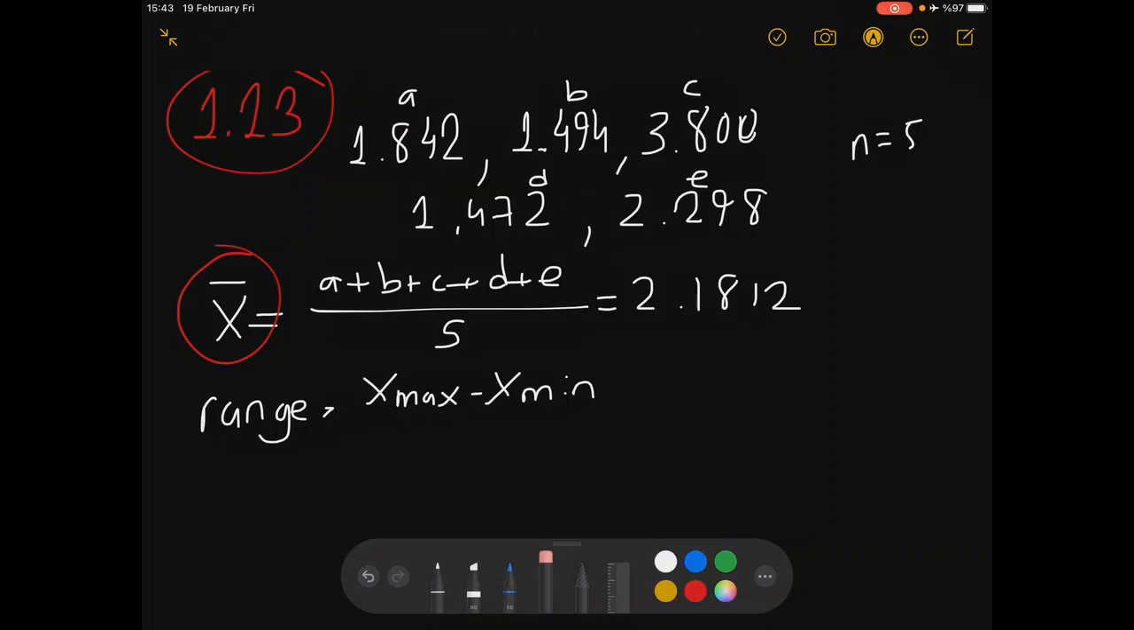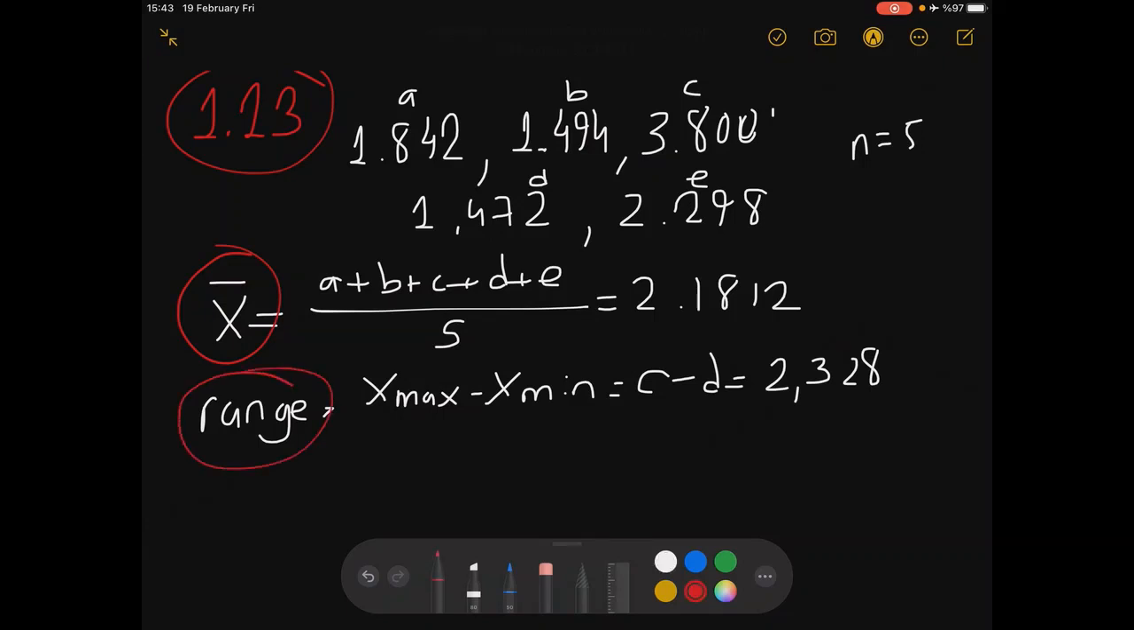But that would give you this, and it would be what? So it should be, your maximum value is this one, C, and your minimum value is, I think, D, right? And it would be this, I guess, 3.228. Okay, this would be your range.